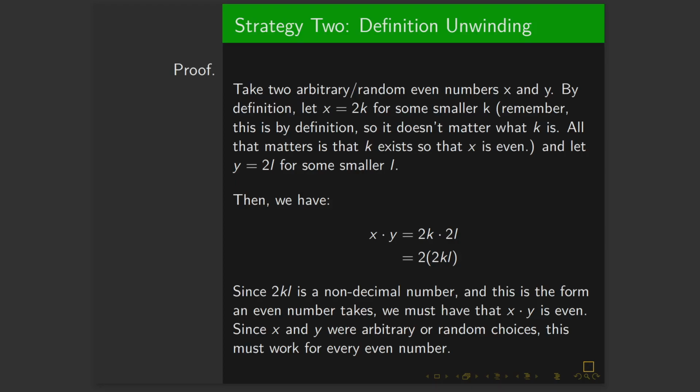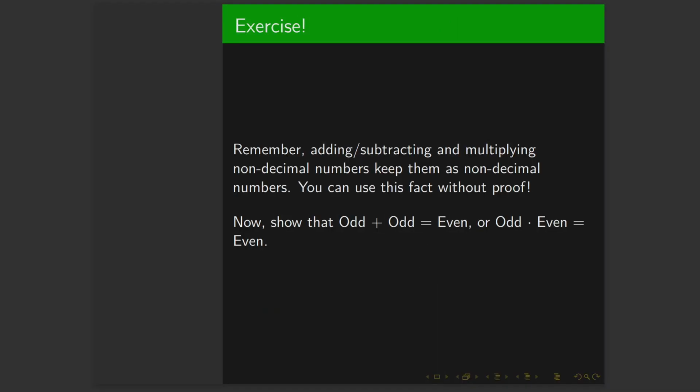And one thing here, we assumed that 2kl is a non-decimal number. Of course, this should make sense. When you multiply non-decimal numbers, they're non-decimal. And when you multiply by 2, it doesn't introduce a decimal. But we didn't necessarily prove this fact. So how do we know that we're allowed to use this in our proof? In this case, it's fine. It's not actually that big of an issue. This is something we're allowed to do.